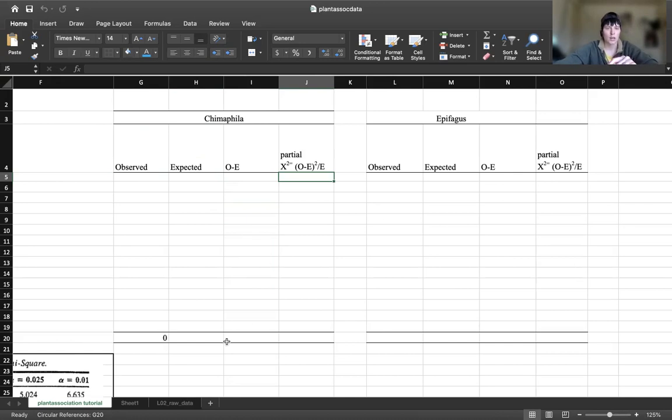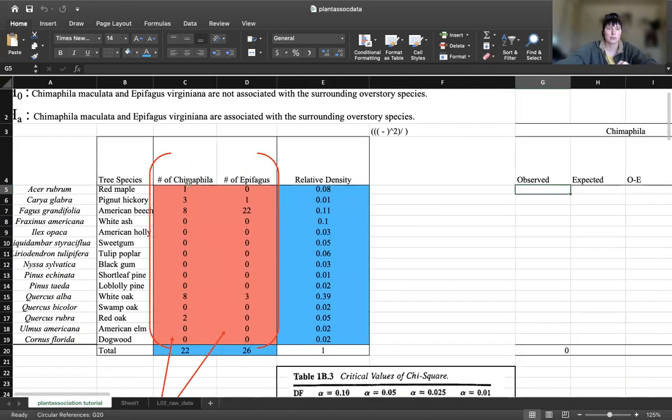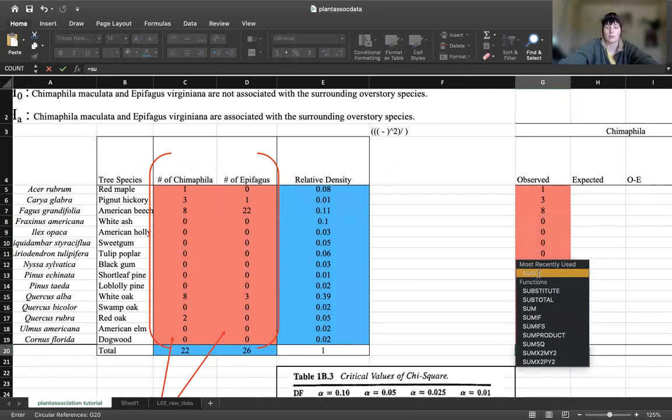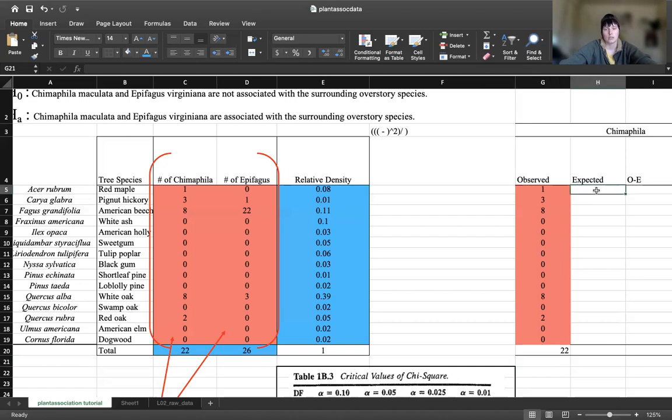So after you've got your columns, your headings in your table, we can start to calculate our chi-square value. So the first thing we're going to do is copy the observed values from the data. And we're going to sum all of those up. And then the expected values, like I said before, the formula is going to be the relative density times the total number of observations for each understory species.